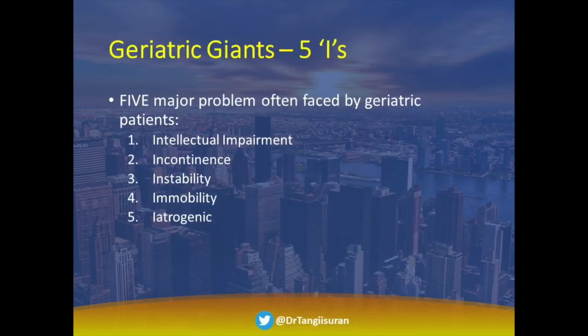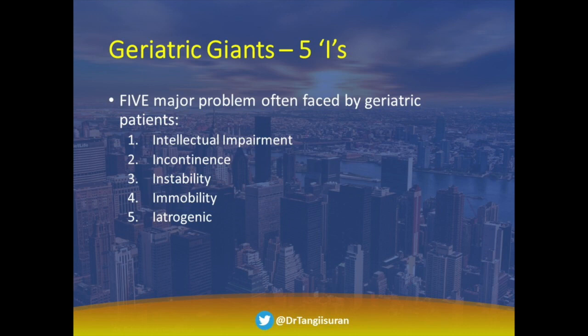Have you guys heard the term Geriatric Giants? These are the 5 major problems commonly faced by geriatric patients. The first one is intellectual impairment, mostly due to cognitive impairment. The second commonly seen is incontinence. The most common of these is urinary incontinence. Instability can cause falls, which are one of the most common problems in older people. Many studies have been done in this area.